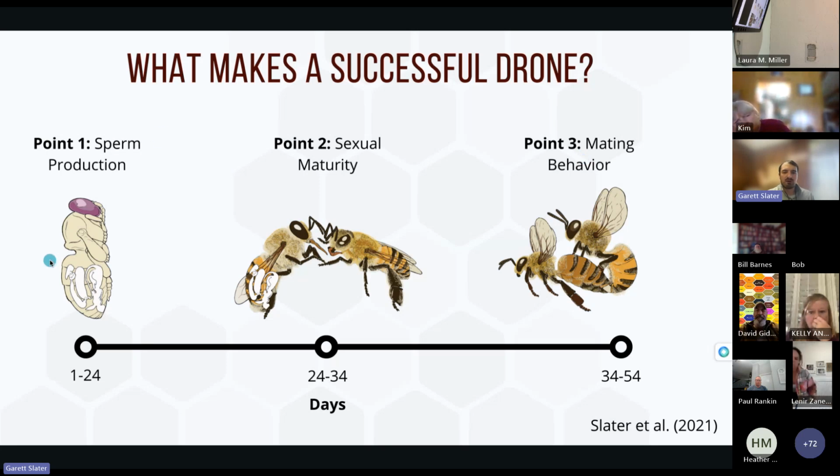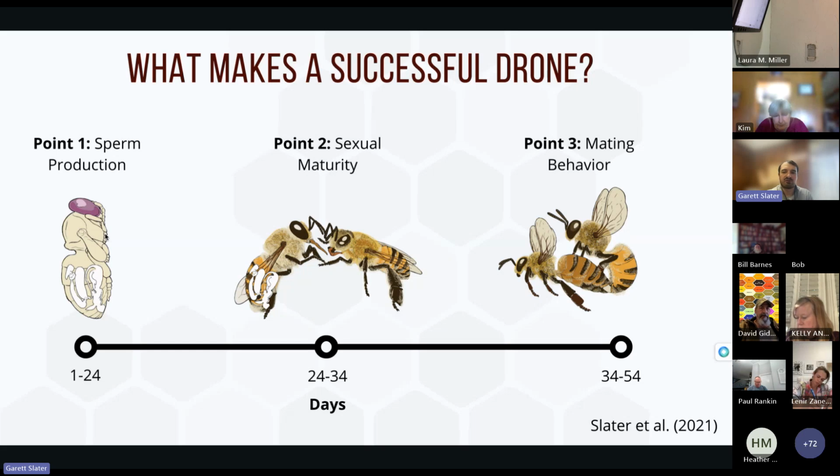Now, drones take 24 days to develop. That means from egg all the way to when they become an adult. Whereas a worker takes 21 days and a queen takes 16 days. So males, or drones, take quite a bit longer than the rest of the bees to develop from an egg to an adult. Now, the egg hatches in the same number of days. For a drone, a worker, or a queen, that egg takes 3 days to hatch. But the development for the larval stage and the pupal stage is longer for drones. But what's really important for this development is sperm production. Drones can only produce sperm during a really short 2 to 3 day window during development. And after that, drones can never produce sperm ever again.